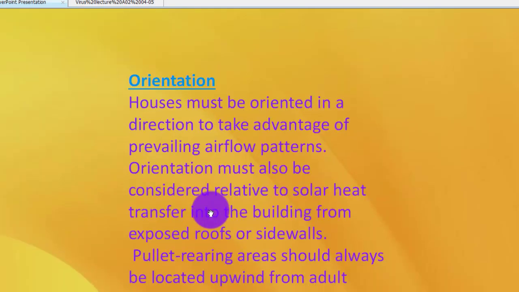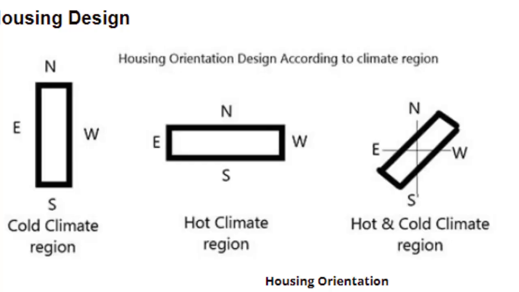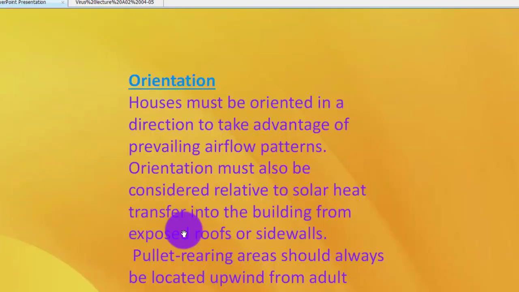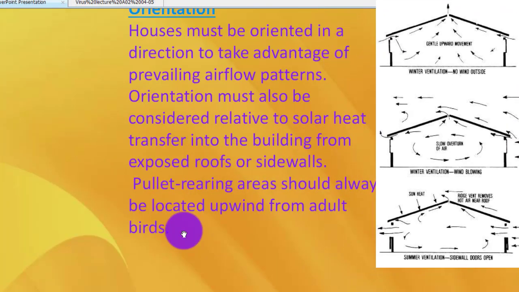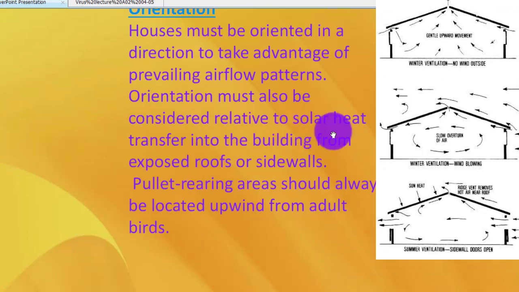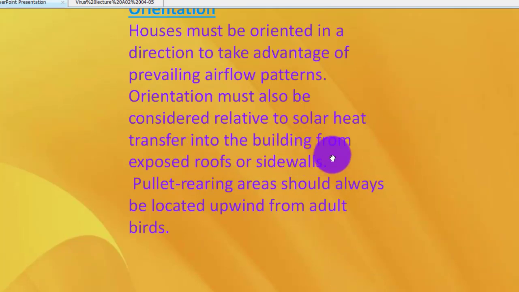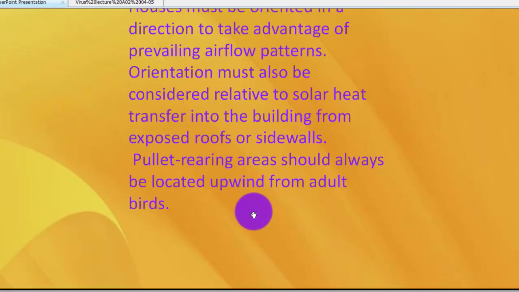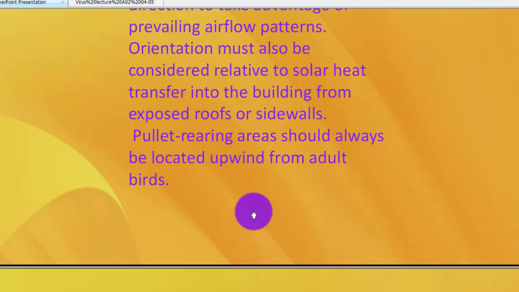Orientation. Houses must be oriented in a direction to take advantage of the prevailing airflow pattern. The air comes in from one side and leads out from another side. Orientation must also consider the solar heat transfer into the building from the exposed roof or side walls. Poultry rearing areas should always be located upwind from the adult birds.